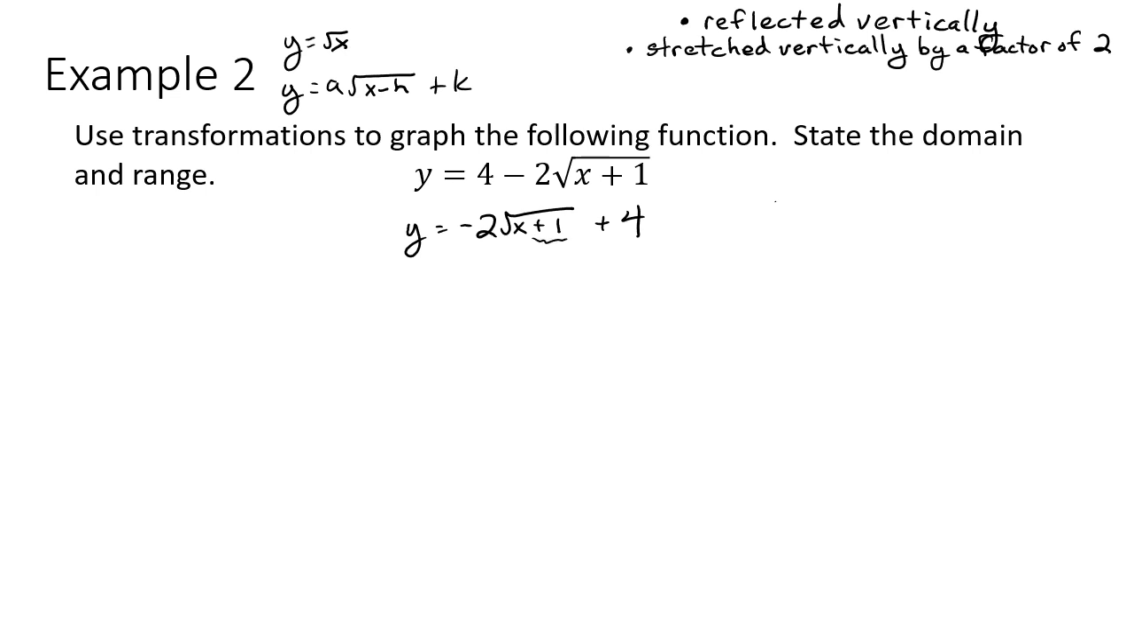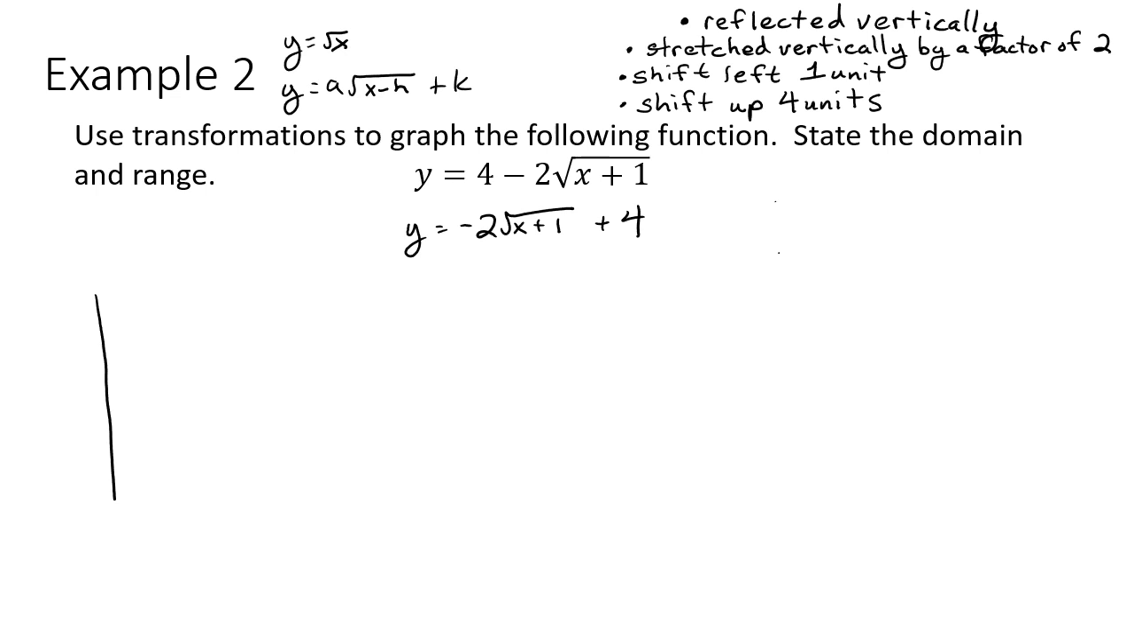Because of the +1 inside of the square root, this graph is also going to shift left 1 unit. And because of the +4 on the outside, the graph is going to shift up 4 units. All right, so those are the transformations that are taking place with this particular graph. So let's get a good picture of it.